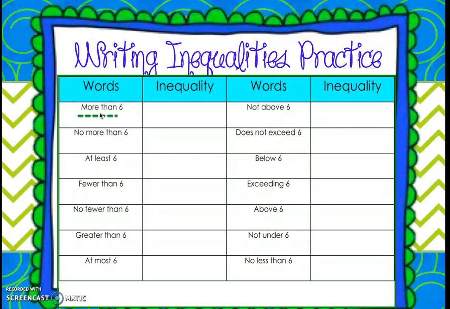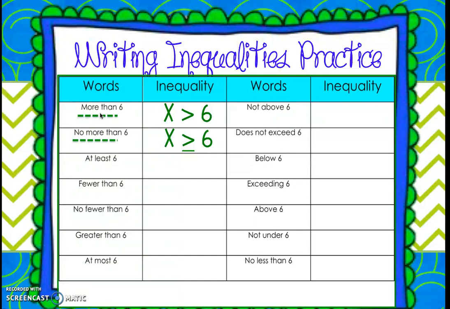We know that more than tells us to use a greater than symbol, so we're going to say x is greater than 6. If you go down the list, no more than, you need to ask yourself, could it be 6? No more than 6 means it could be 6 or anything less than that. So we want x is less than or equal to 6. Obviously, I forgot to change the symbol around there, but it should be x is less than or equal to 6.